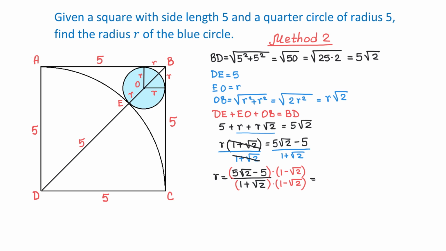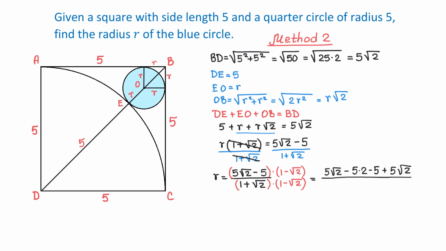From here, we will use FOIL, and 5 square root of 2 times 1 is 5 square root of 2. Then 5 square root of 2 times negative square root of 2 is minus 5 times 2, and that is because square root of 2 times square root of 2 is 2. Then negative 5 times 1 is negative 5. And negative 5 times negative square root of 2 is positive 5 square root of 2.